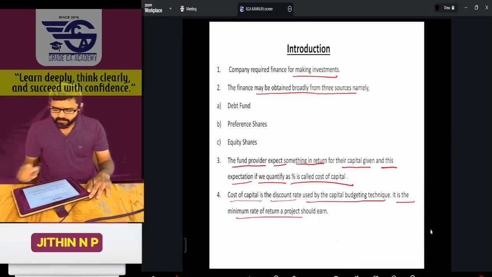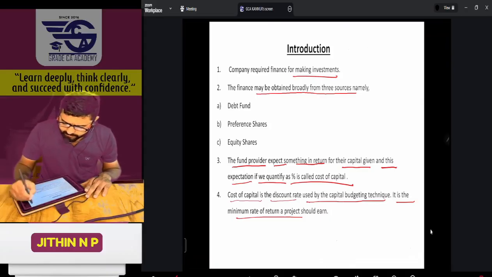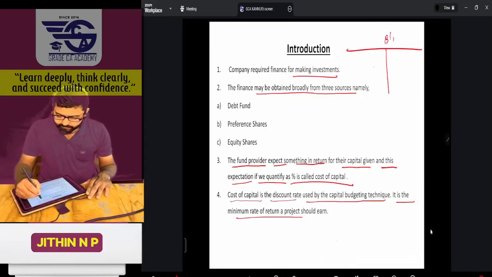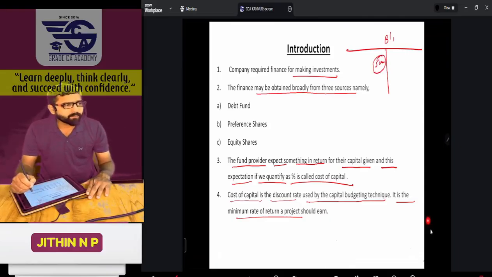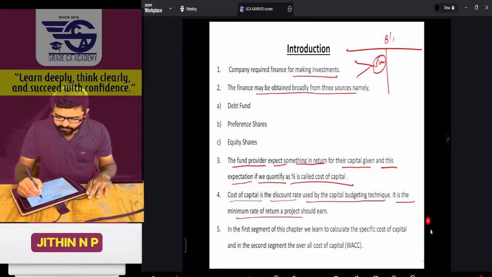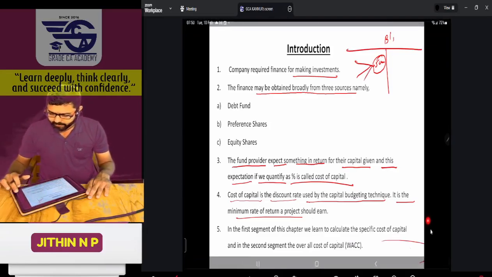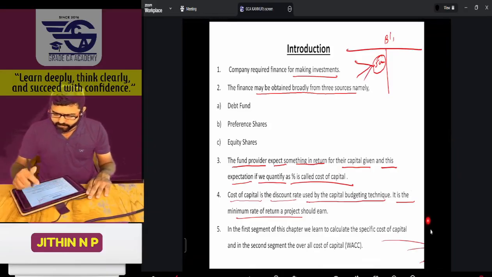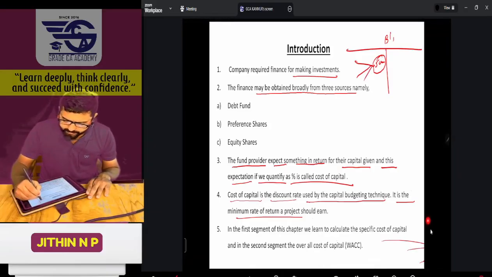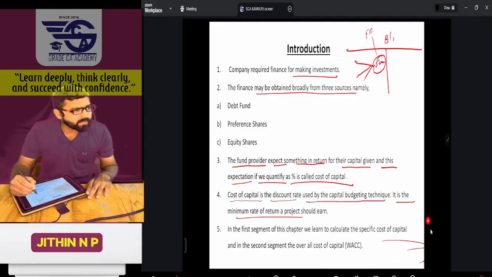Suppose, listen here, this is the balance sheet. Company collected a total of 5 crore capital from different sources of capital: equity, preference, debt fund. Then the company needs to invest it. This is the financing decision.